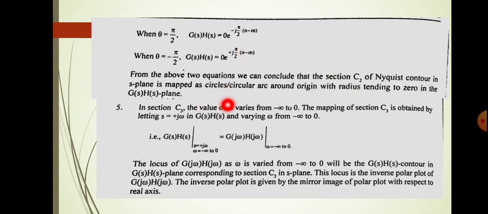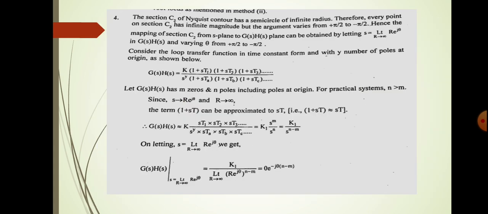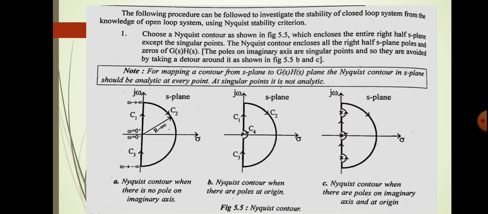So this is the Nyquist contour, which is in the G(s)H(s) plane. Next we have another section, that is C3. C3 is this portion, you can see, a linear portion. In the equation of G(s)H(s), we can substitute s equal to j omega, and omega varies from minus infinity to 0.